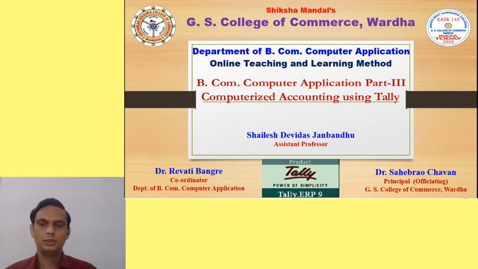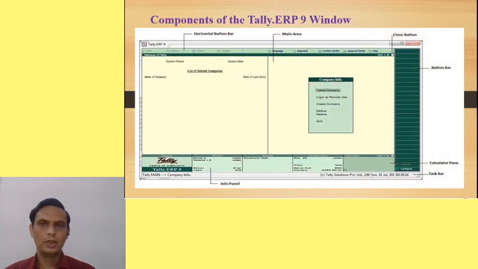In last session, we discussed the installation procedure of computerized accounting or Tally ERP9 software. Now, in this session, we discuss the different components. When we open a Tally ERP9 window on our computer system, we have this type of screen. This is called the component of Tally ERP9 screen or window.